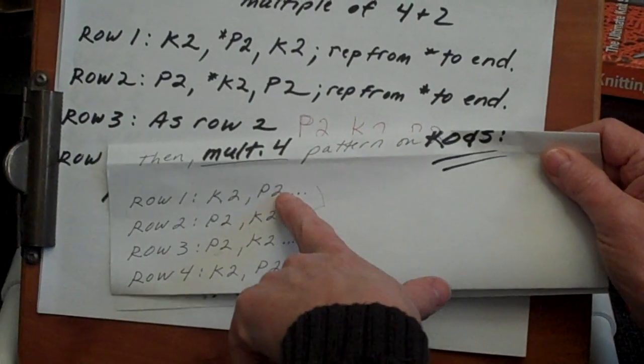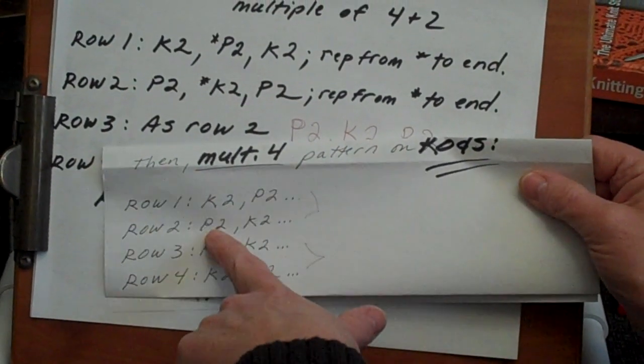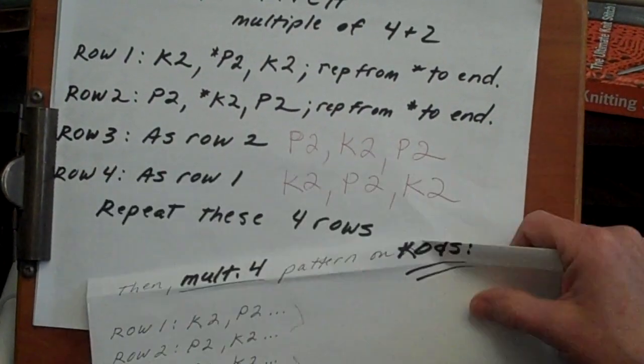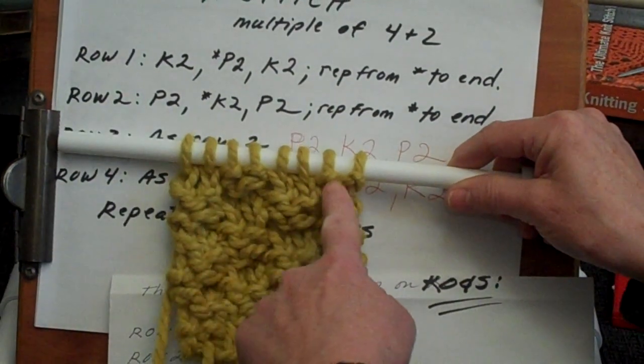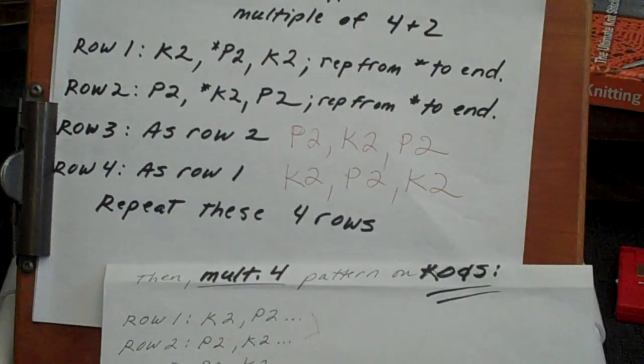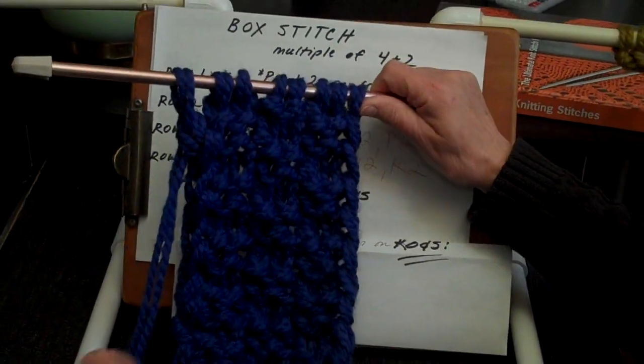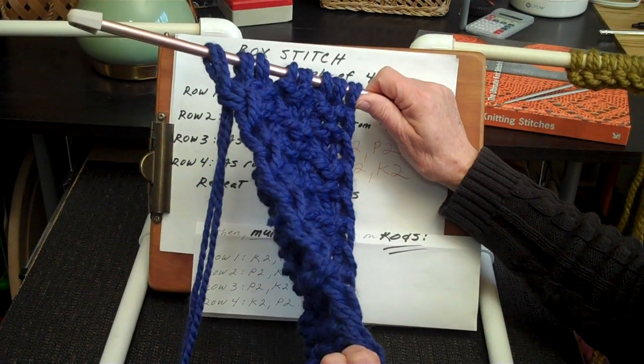In other words, whatever your last stitch was on row 1, you need to make that your first stitch on row 2. And I'll write that pattern out too. But again, you won't get a balanced pattern. Now, what I'm going to show you today, though, is doing the pattern of 4 by 2.